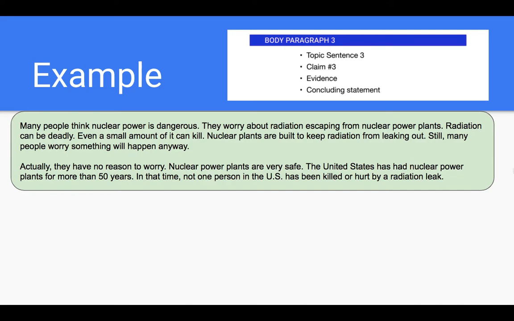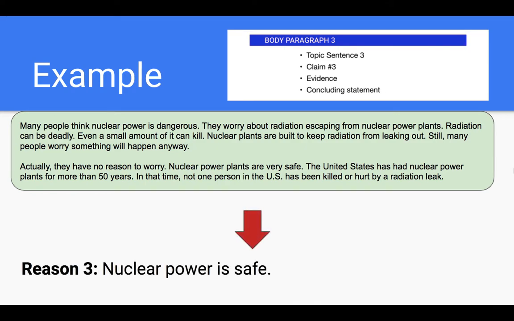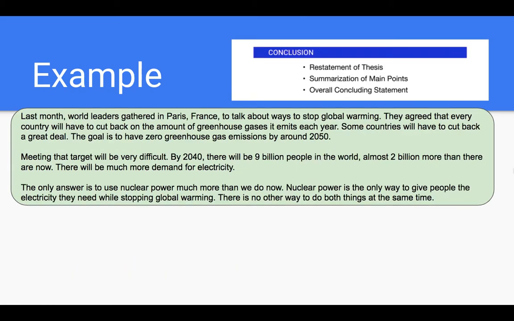The United States has had nuclear power plants for more than 50 years. In that time, not one person in the U.S. has been killed or hurt by a radiation leak. What is their claim in this one? What are they saying about nuclear power in this one? Reason number 3, they're saying that nuclear power is safe. All right, now the conclusion.